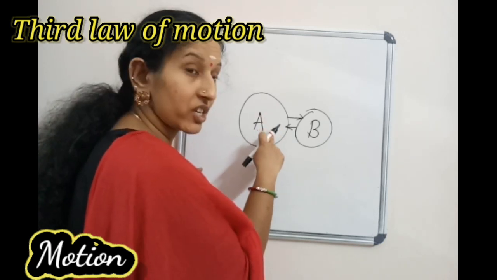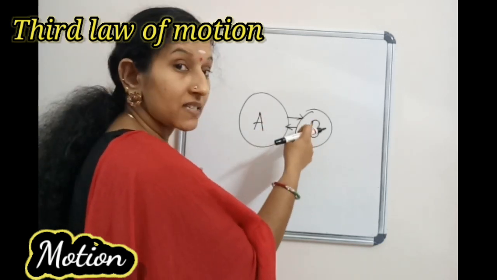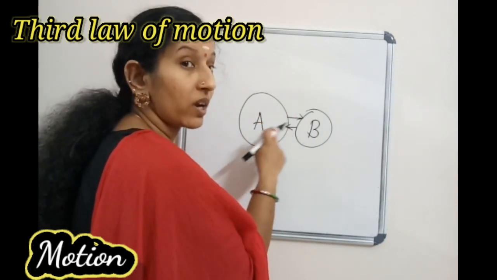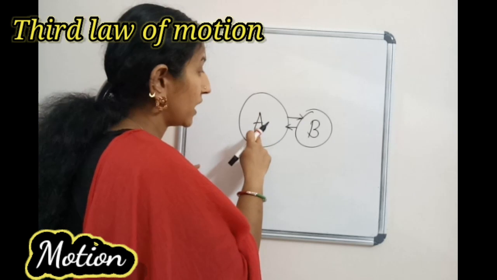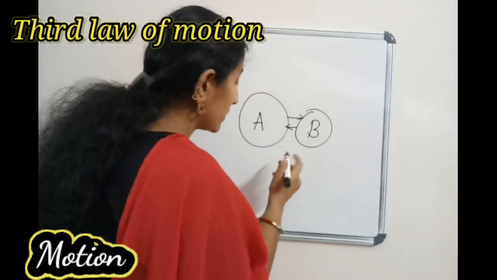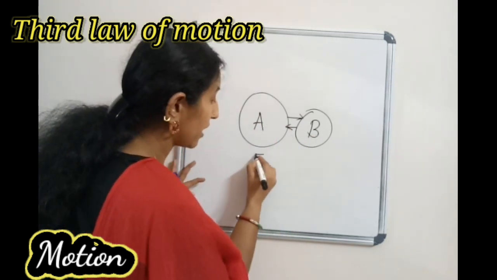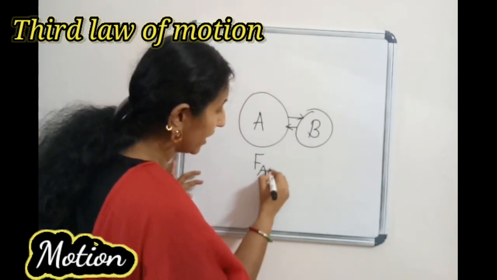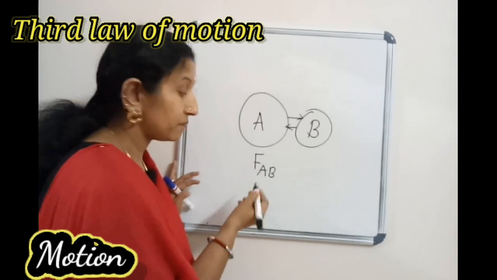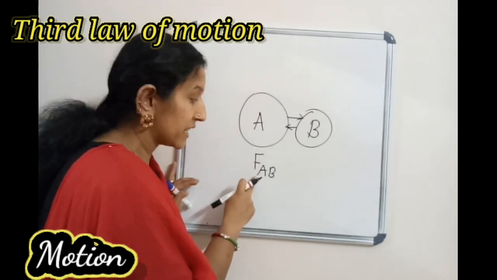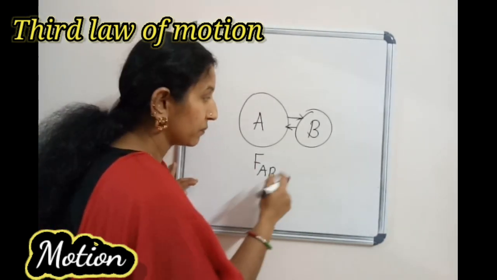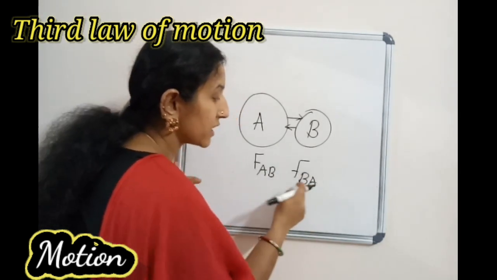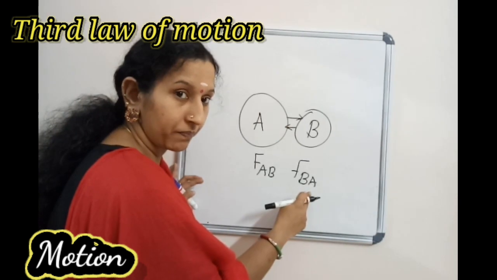So to every action, there is equal and opposite reaction. A acts force on B. So which is the symbol for the force? F. So A acts force on B, that is FAB. FAB means what? Object A exerts force on object B, and FBA means what? Object B exerts force on A.